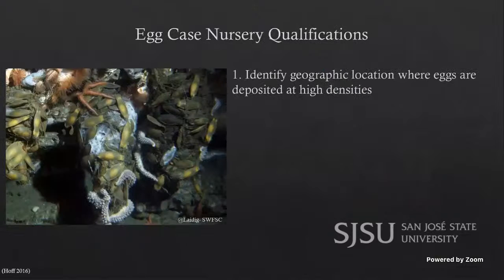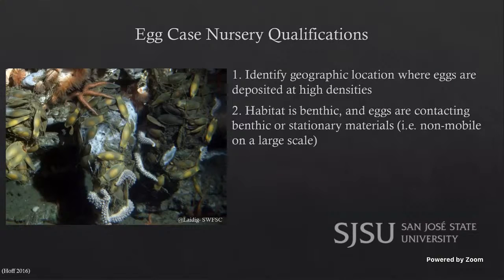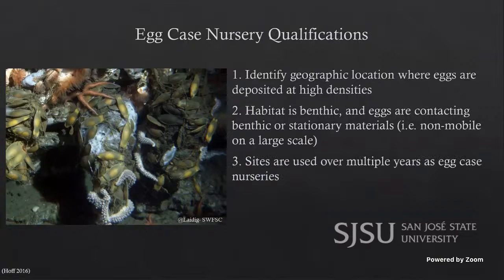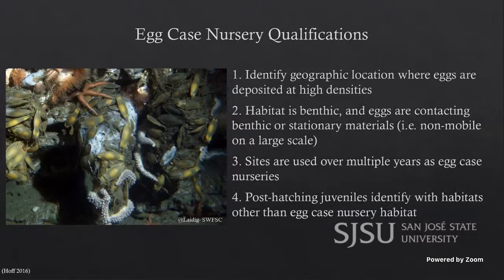For my talk, I'll be focusing on egg case nurseries, and the criteria he identified are to identify geographic locations where eggs are deposited at high densities. Habitat is benthic, and eggs are contacting benthic or stationary materials, i.e. non-mobile, and on a large scale. Sites are used over multiple years as egg case nurseries. And post-hatching, the juveniles will identify with habitats other than egg case nursery habitat.